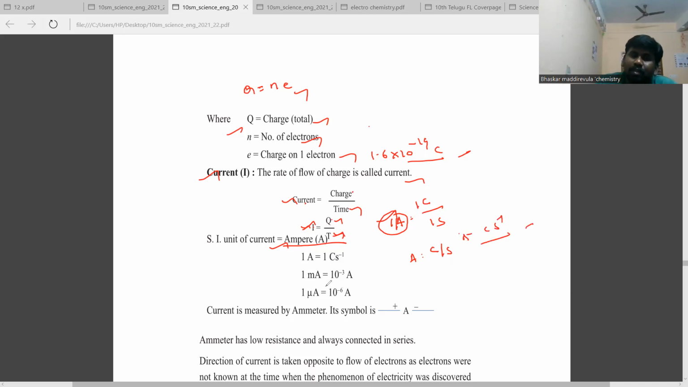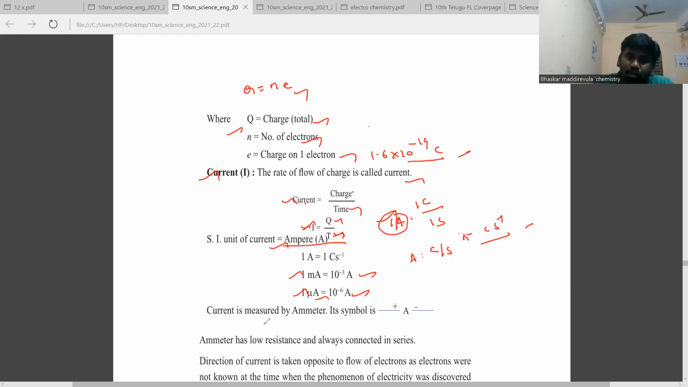A small amount of current we can measure in terms of milliamperes or microamperes. 1 milliampere equals 10 to the power of minus 3 amperes. 1 microampere equals 10 to the power of minus 6 amperes. You have to keep this in mind.